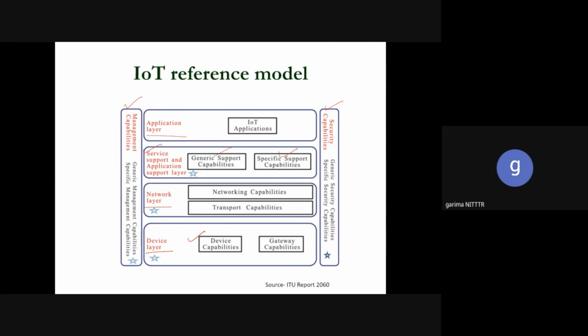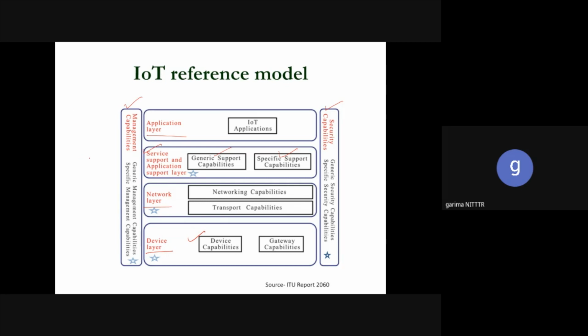Those device capabilities obviously differ from one device to another. If anybody has an Apple Watch, it has different capabilities. If another company's watch, it has different capabilities. So device capabilities are different, and similarly the gateway capabilities are different. Whichever type of gateway we are utilizing, the capabilities will change accordingly.